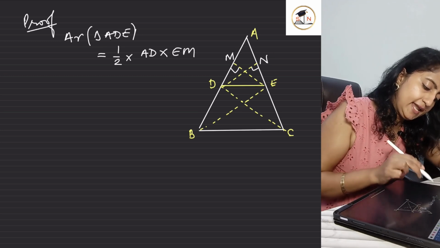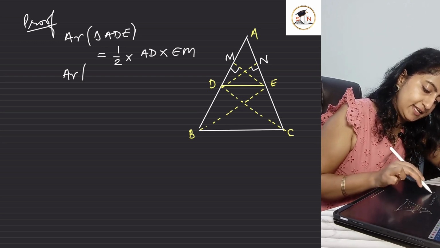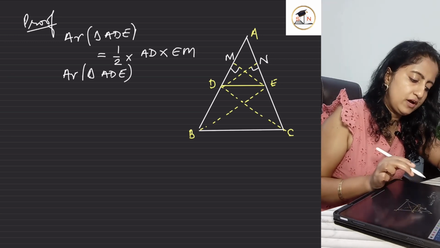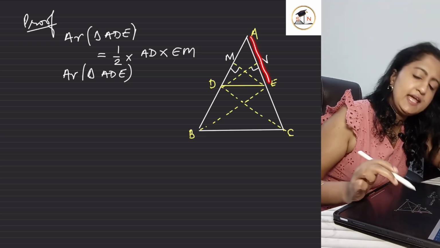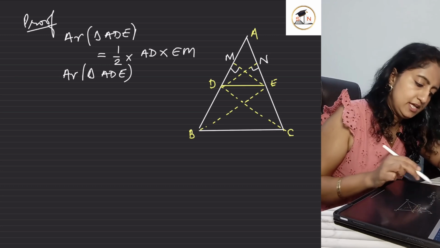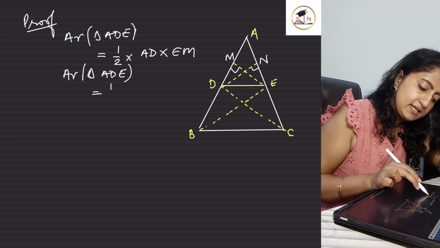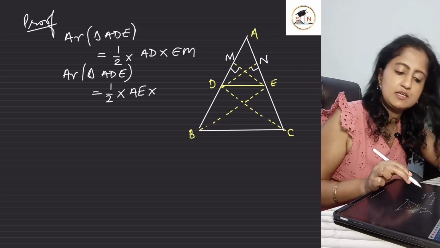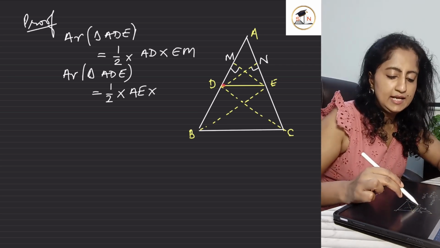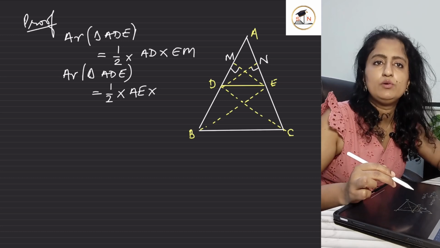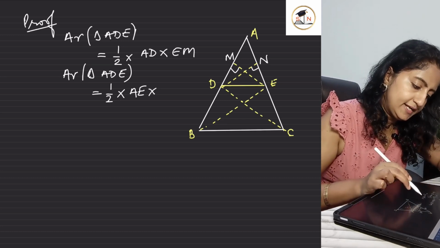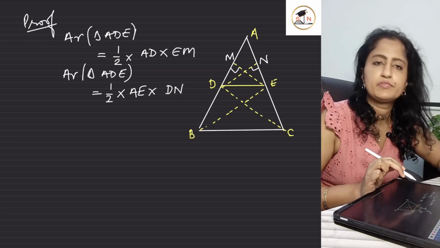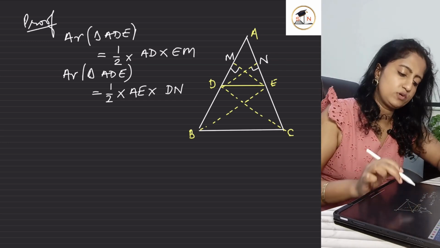Now, we will again talk about the same triangle, area of triangle ADE. And now you have to consider AE as your base. So when we take AE as the base, the area becomes half into AE times. Now, if AE is the base, DN becomes your perpendicular. So it is going to be AE into DN. Right? This is what we get.